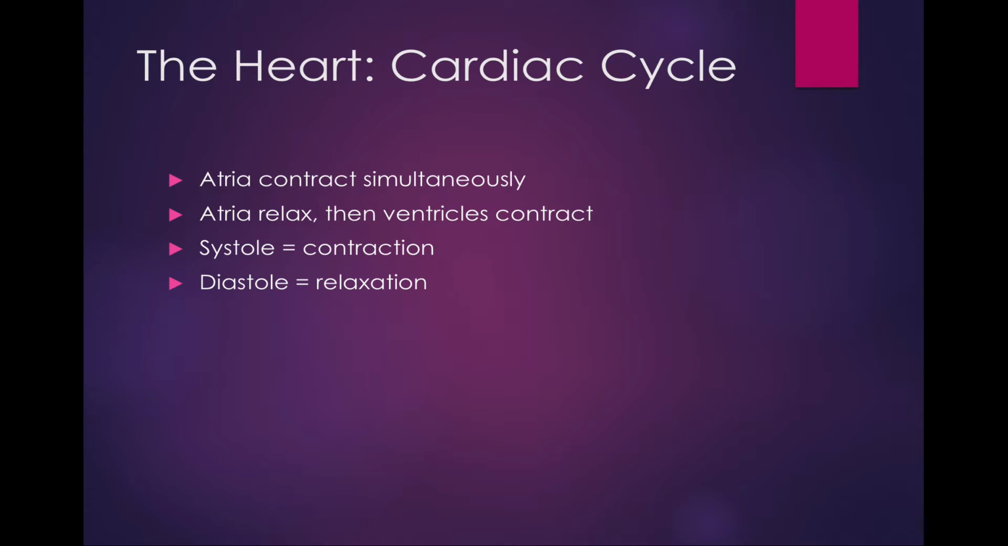All right, and then the next part that we're going to go through pretty quick here is the cardiac cycle. So basically your atria contract at the same time, and when your atria relax, then your ventricles contract. So they work in opposite of each other. And a systole is your contraction, and a diastole is your relaxation.